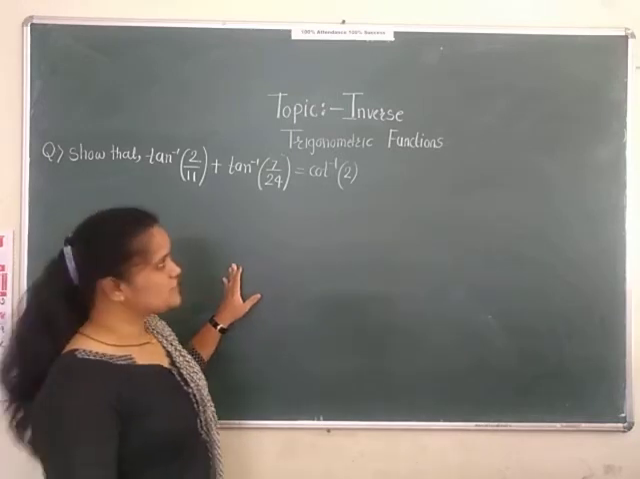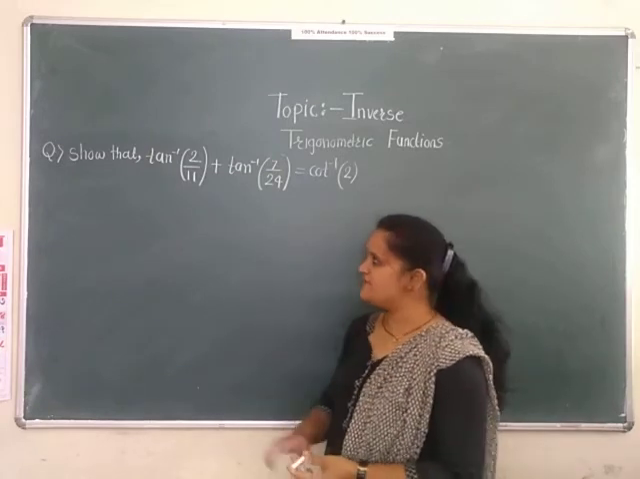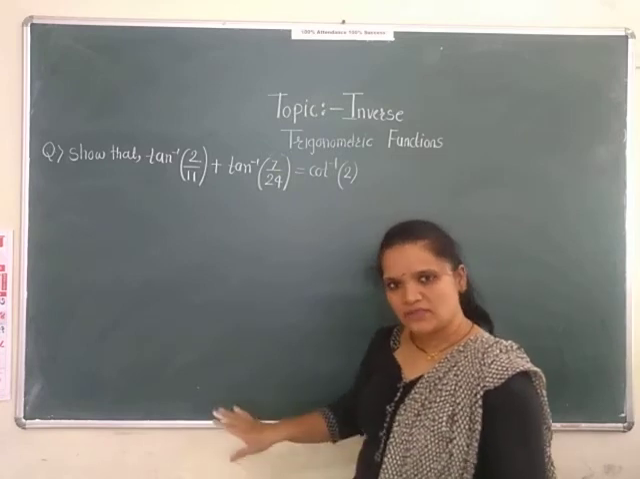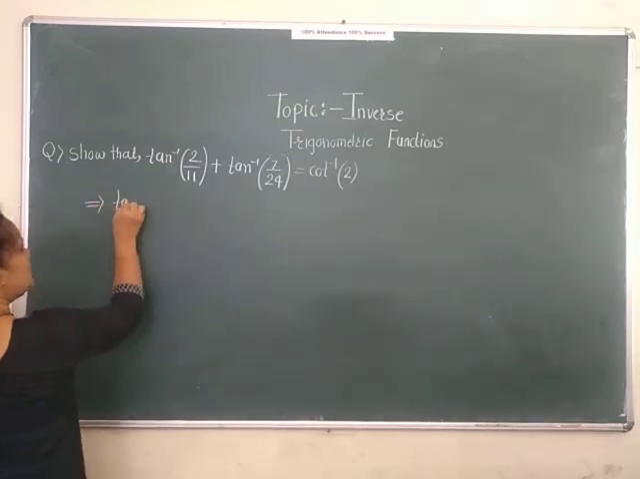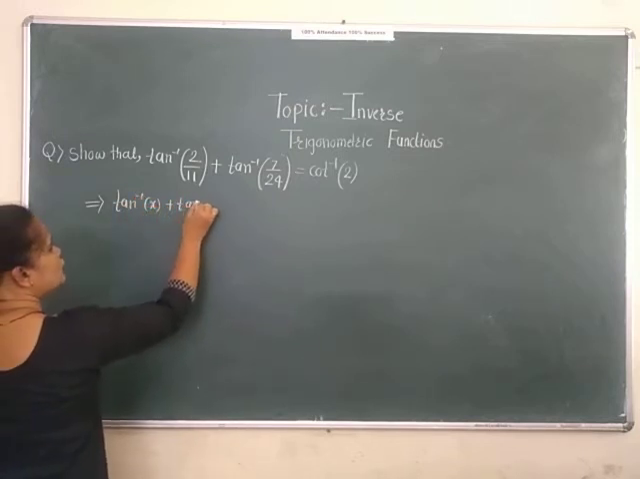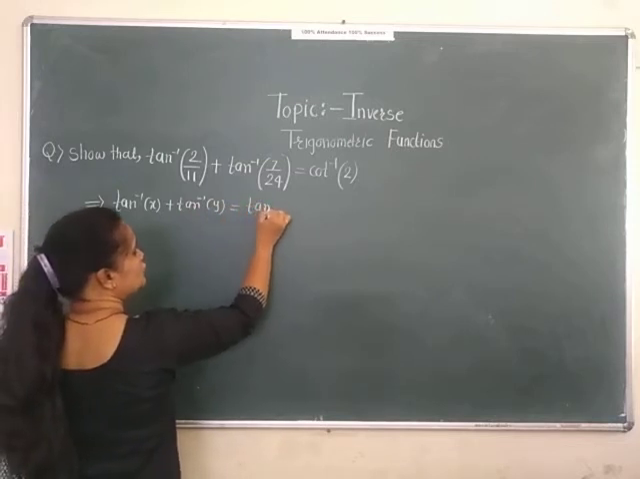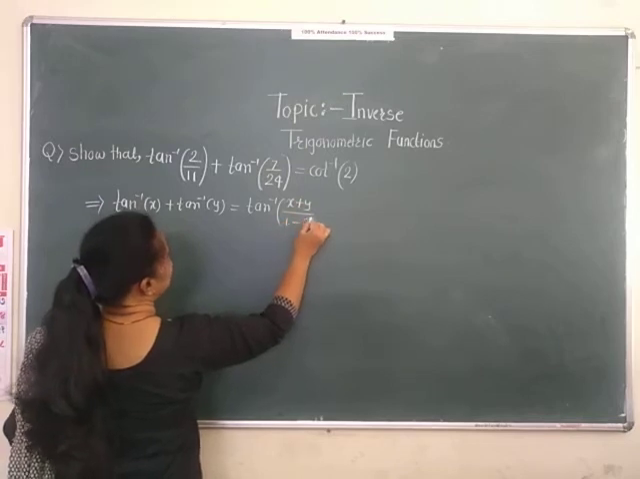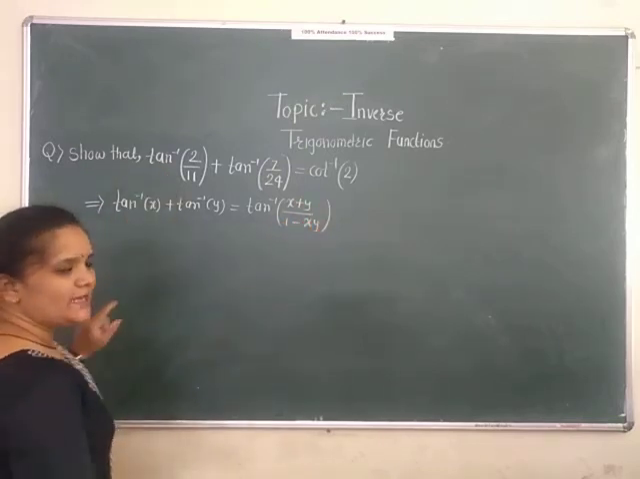Let's solve another question of similar type, like the last two examples we have done. In a similar way, we are going to solve this question also. I will solve it directly. Now, here the formula is tan inverse of x plus tan inverse of y is equal to tan inverse of (x plus y) upon (1 minus x into y). This formula I will use for the LHS here.